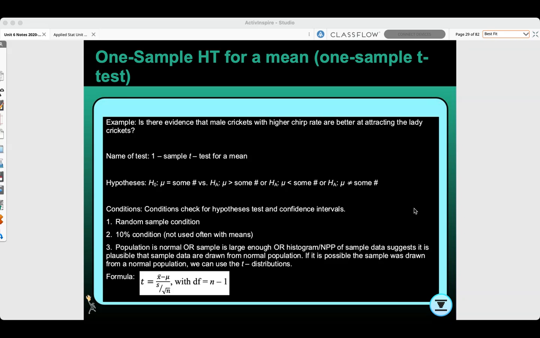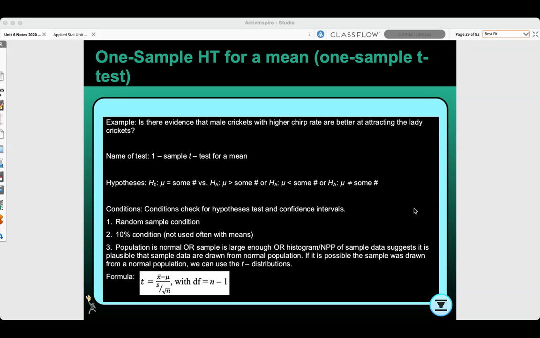We need to still check our conditions. 1, we need to check the random sample condition. 2, we need to check the 10% condition. And 3, we need to state the population is normal, or the sample is large enough, or the histogram or normal probability plot of sample data suggests it's plausible that the sample data are drawn from a normal population. If it is possible the sample was drawn from a normal population, we can use the t-distribution.